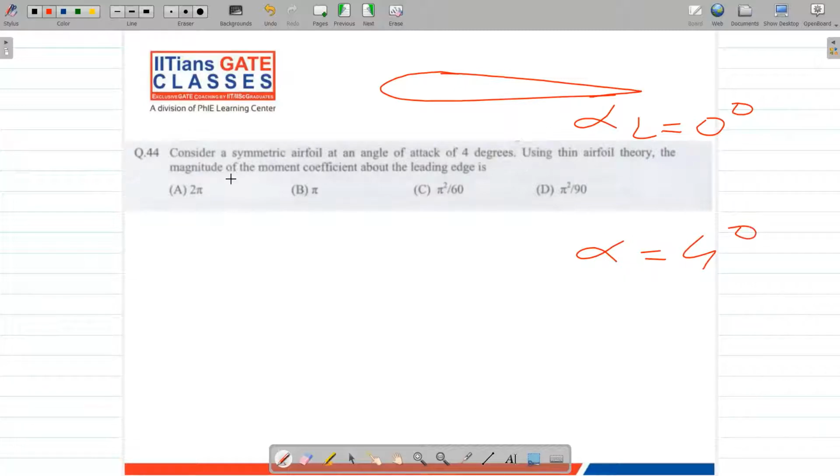Using thin airfoil theory, find the magnitude of the moment coefficient about the leading edge. So you have to use thin airfoil theory and find what is the moment coefficient about the leading edge. This is the leading edge.